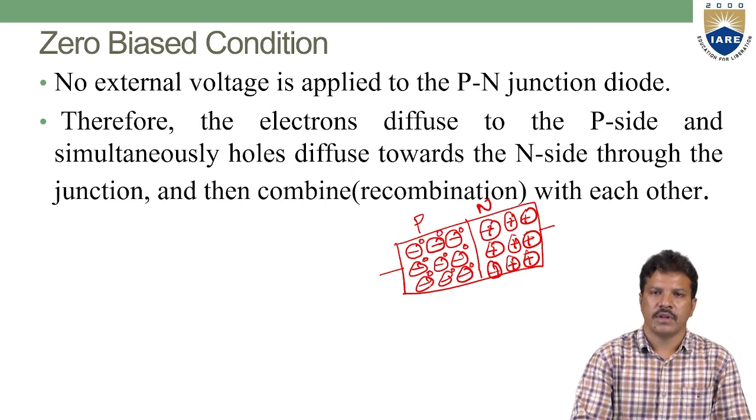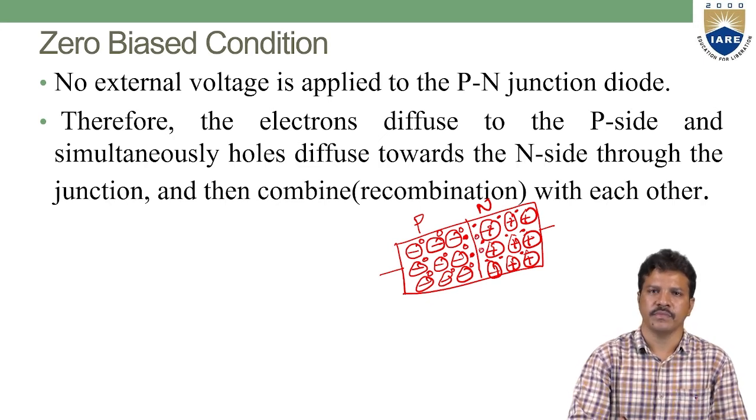So let us take 9 holes in the p-type, and 9 electrons in the n-type, which are called majority carriers. Similarly, the p-type has minority carriers of electrons. Let us take 2, and on the n side, minority carriers of holes, 2. If you see this figure, how many majority carriers are there on the p side? 9.